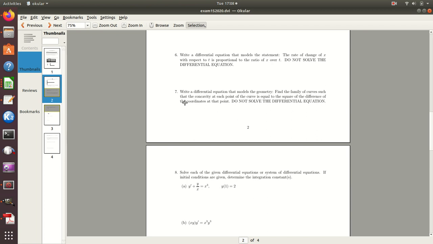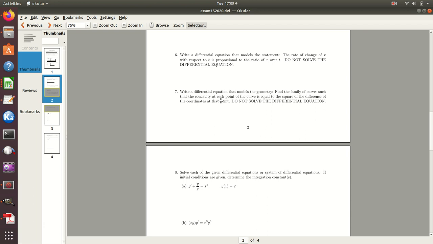Here it gets a little worse. Find the family of curves. Ooh, a family of curves? What the heck does that mean? Well, that would be like, y equals mx plus b is a family of curves. It's a family of straight lines. So it gets a little tougher there, such that the concavity at each point, okay, now I've got to think, okay, that's the second derivative of my function with respect to the independent variable. It doesn't say what those are. I could go with d squared y over dx squared, something like that.